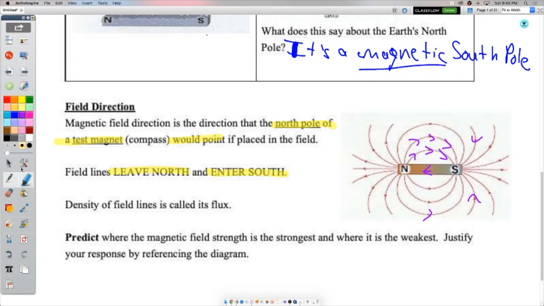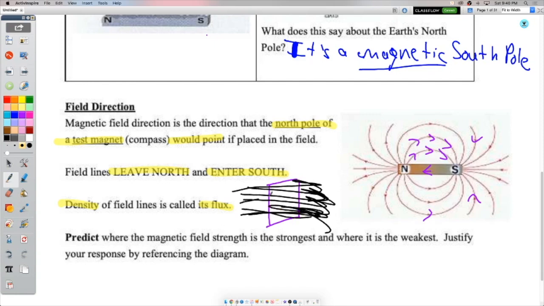The density of field lines is called its flux. Again, that just means how strong essentially is the magnetic field. Flux technically means per unit area. So if you think of a square, how many field lines, a 2D square, if these are field lines, that would be a decent flux. What would a stronger flux look like? Just more per the same unit area, more field lines, okay?